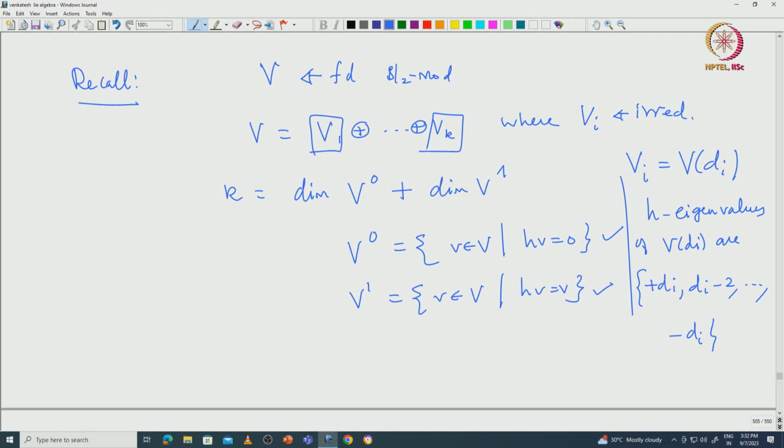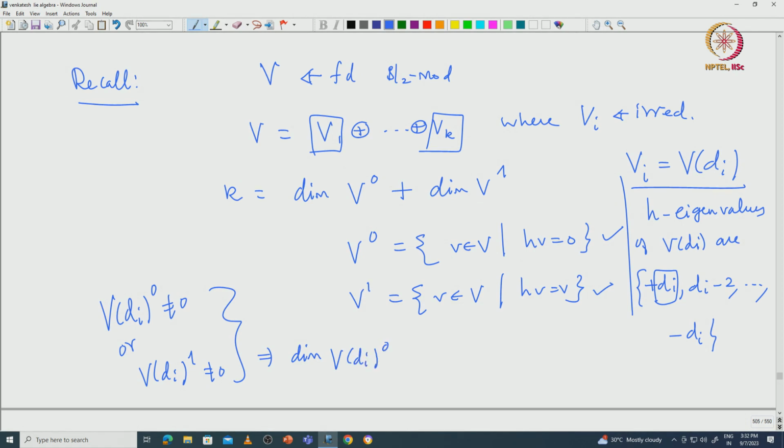Now, depending upon the parity of di, either 0 will be an eigenvalue or 1 will be an eigenvalue for each Vi, and each eigenspace will be one dimensional. So, that implies that either V of di 0 is non-zero or V of di 1 is non-zero. Not only that, in this case either the dimension of V of di 0 is 1 or the dimension of V of di 1 is 1.